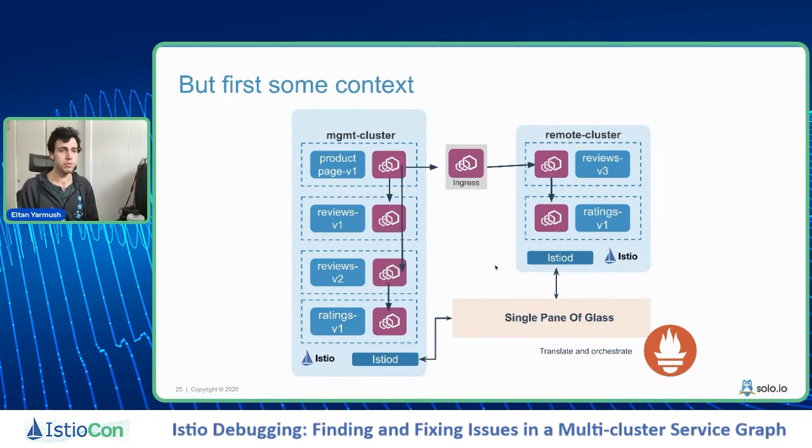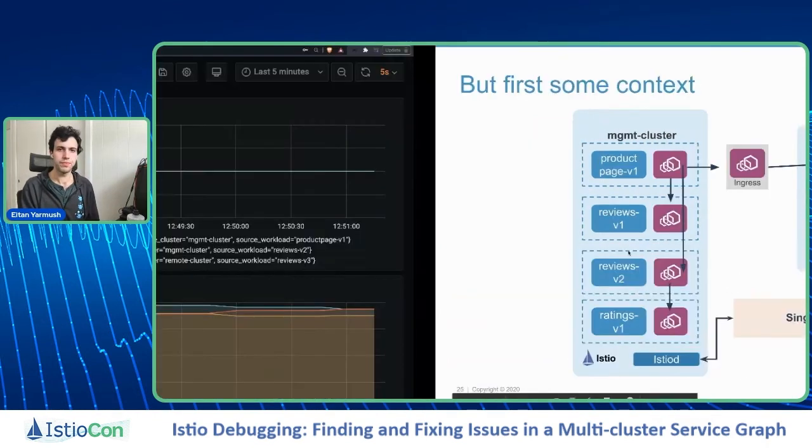Each one has multiple services. It is similar, for those of you who know it, to the Book Info app. It is the Book Info app deployed, however, across multiple clusters. And again, I'll explain more as we go into that. And we have our single pane of glass running our observability aggregate. So let's go ahead and see some graphs.